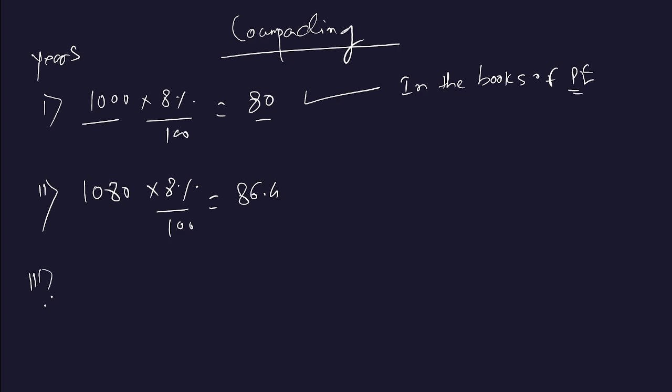Third year, we'll do this. Add this amount to the principal and then the interest. 1166.4. Great. So it means 8% would be on this amount. Now calculate and see the difference. So this is the treatment that we apply under compounding interest.